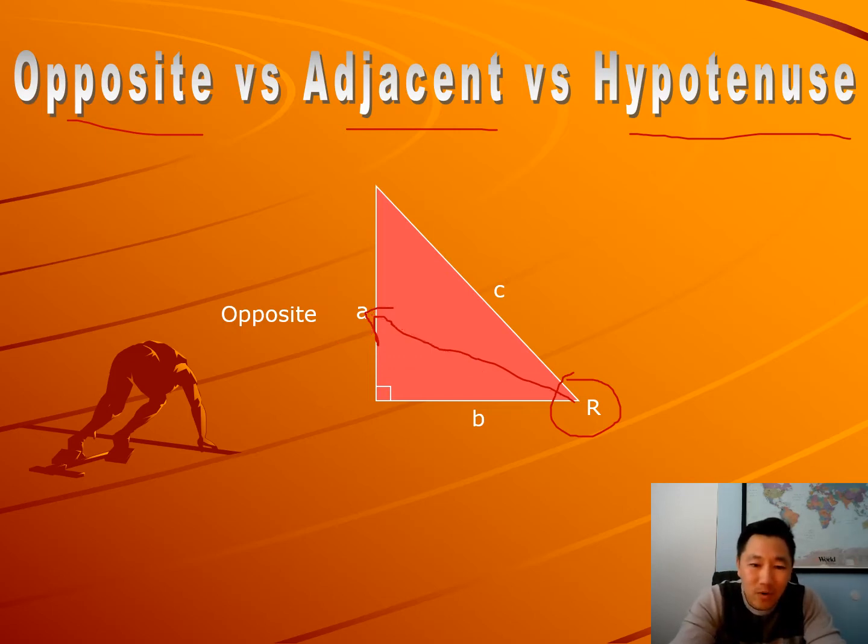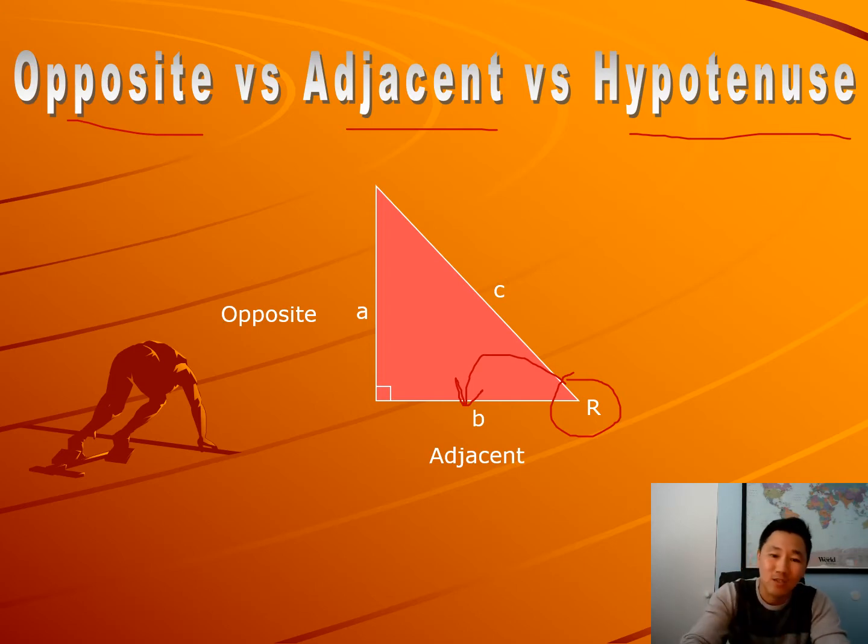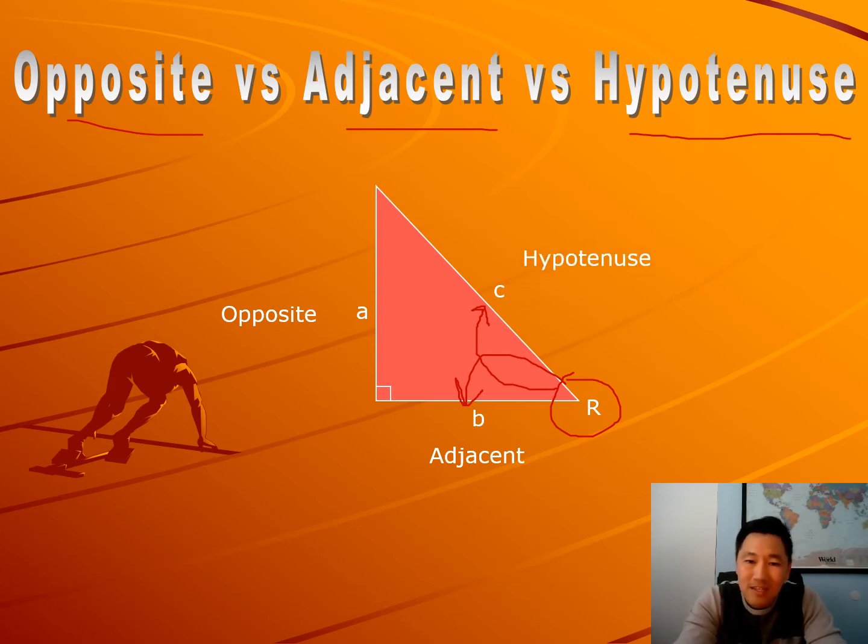Let's do that for side B. How does angle R relate to side B? It is adjacent. Now adjacent means right next to, but then isn't C also right next to angle R? It turns out because side C is the hypotenuse, then it gets the hypotenuse name, and then B gets the adjacent, the one next to. All right, so know the difference between the word opposite, the word adjacent, and the word hypotenuse.